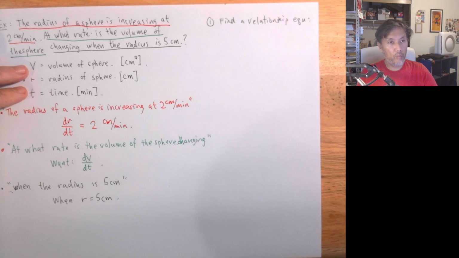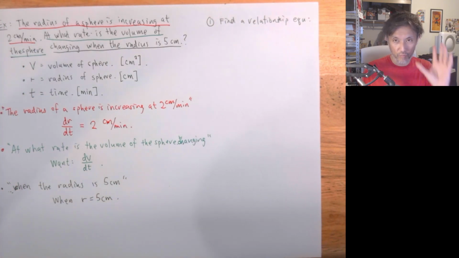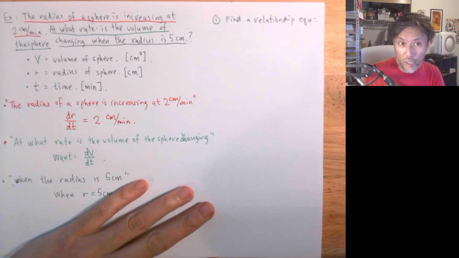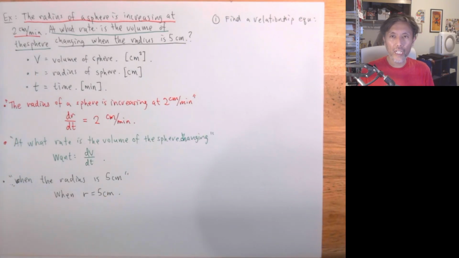And we typically try to find a relationship equation, not with the variable time. We typically try to find a relationship between the other quantities. And here you really just have to know a formula. Maybe you learned it in high school. Maybe you never learned it.